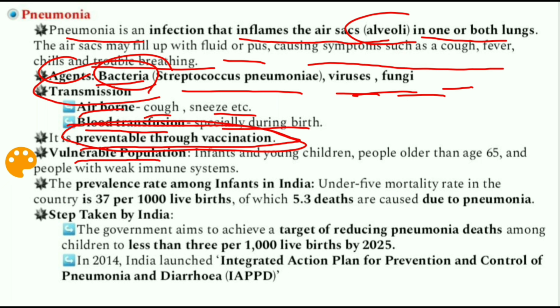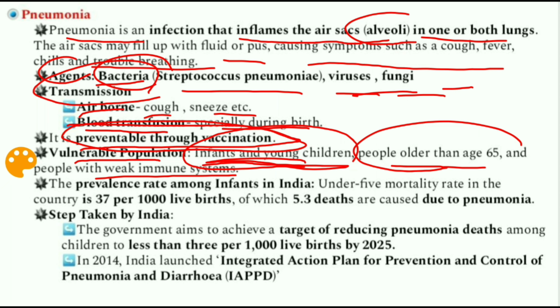Vulnerable population: infants and young children especially, people older than the age of 65, and people with weak immune systems. Infants and young children have an immune system which is slowly developing, and in people older than 65 the immune system gets deteriorated gradually. So that's the reason their immune system will be affected.